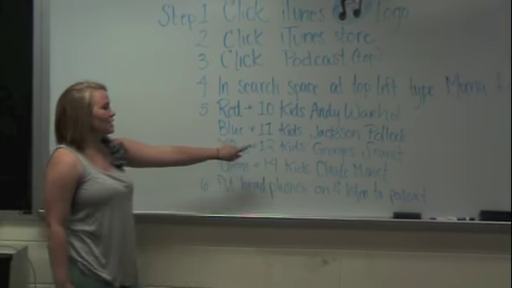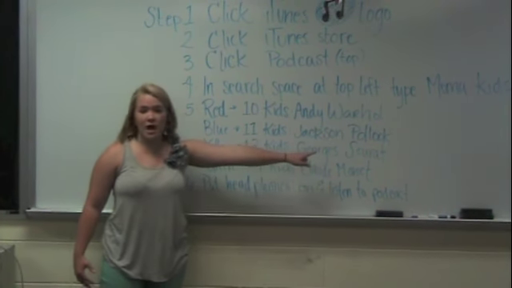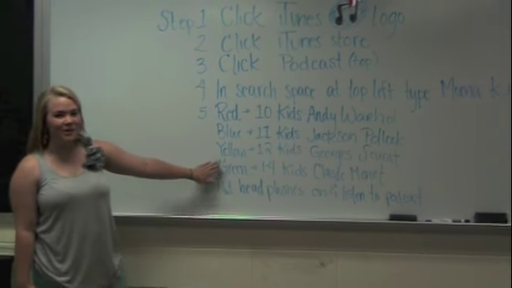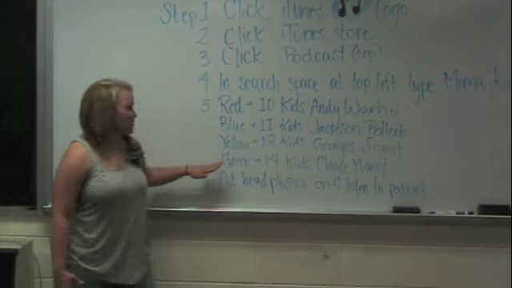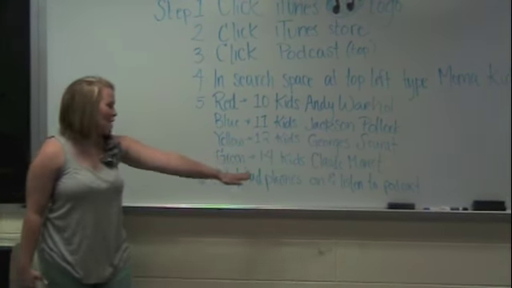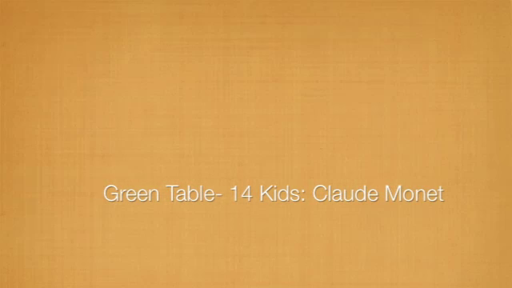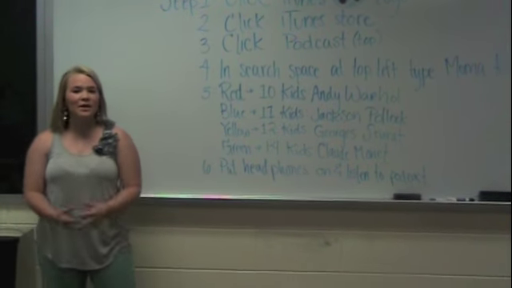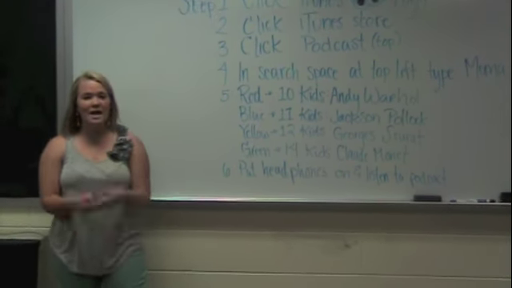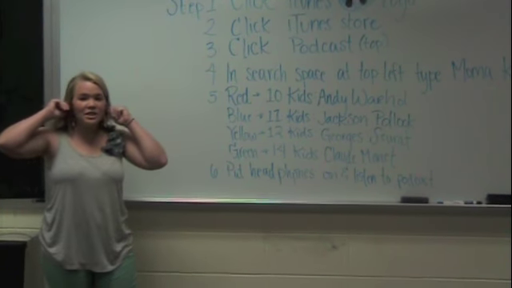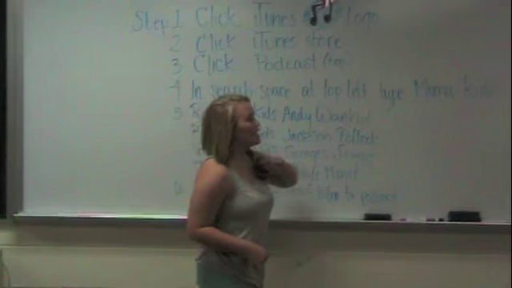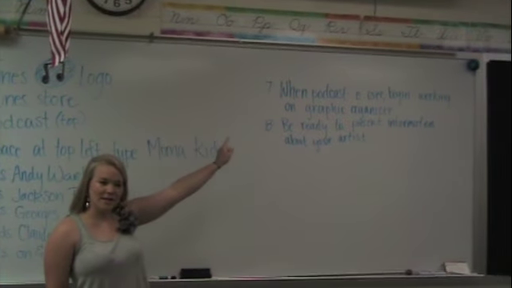And yellow table, you're going to listen to number 12, kids, George Seurat. Who is that? George Seurat. Okay, and last but not least, we're going to have green table. Listen to number 14, kids, about Claude Monet. Who is the green table listening to? Claude Monet. Alright, kids, put on your headphones, listen to your podcast. When you're finished, take your headphones out and go ahead and start your graphic organizer about your artist.